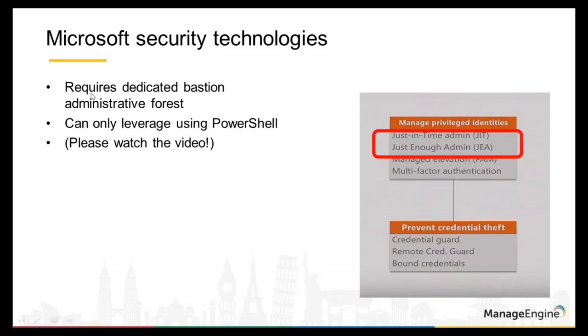Here's why JIT and JIA isn't that successful. Look at the very first requirement. It requires a dedicated bastion forest. No matter what you have right now, it's not enough. You must install another forest. So for you to implement the Microsoft flagship technology to secure privileges, you have to spend time, you have to hire more people, you have to spend the money and the effort, the management, all of that just to get secure privileges.